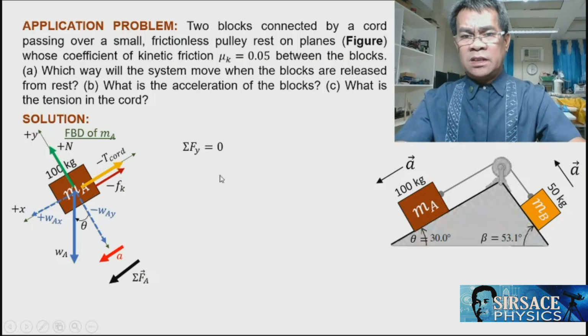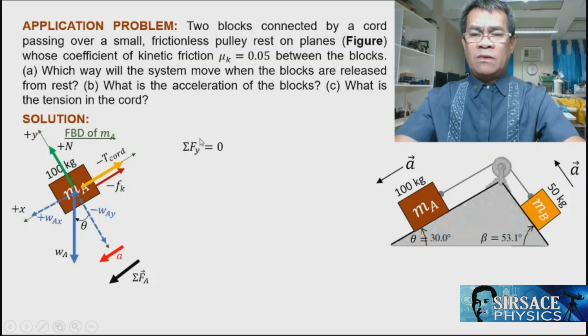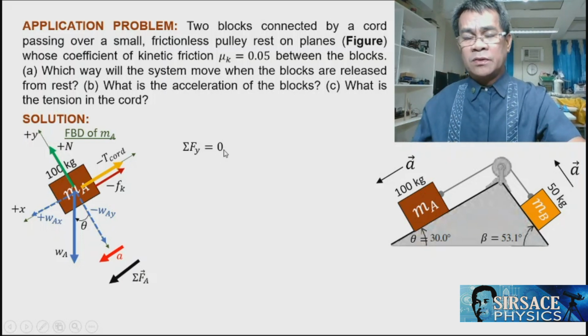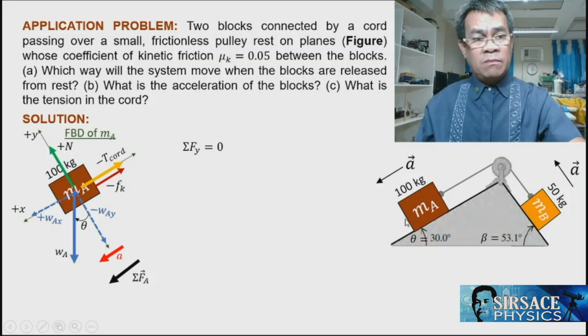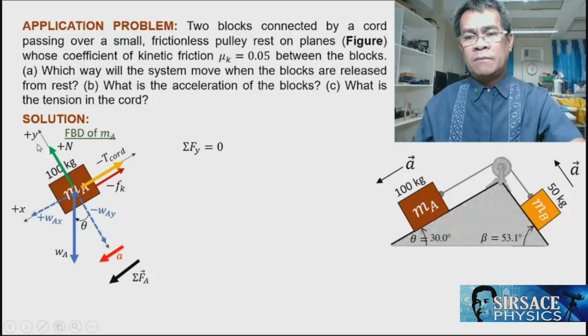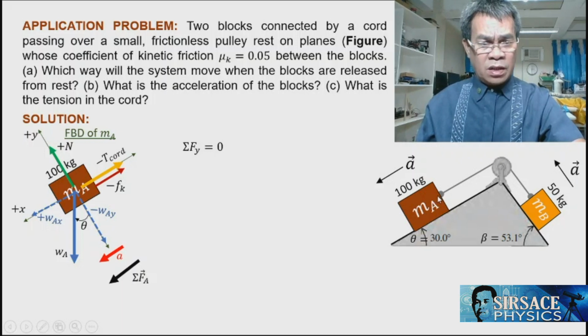So therefore, next we have to analyze it along Y and along X. First, we will sum up all forces along Y, and this is equal to 0. Now take note that we assume that block A moves downward, so there is no motion along Y. The motion is always along the positive x-axis. So the net external force along Y should be 0. It must be 0 for the reason that this object is moving only along the inclined plane.